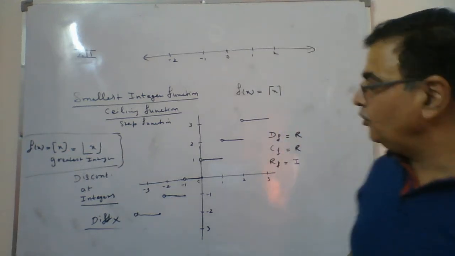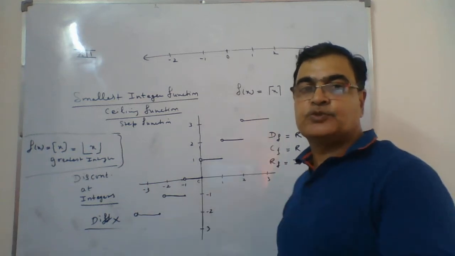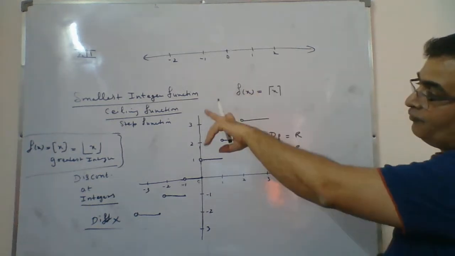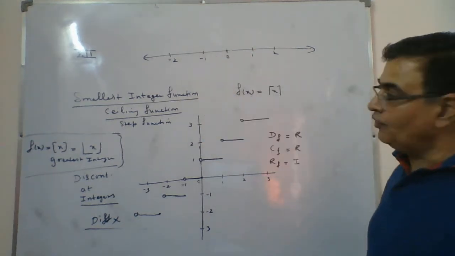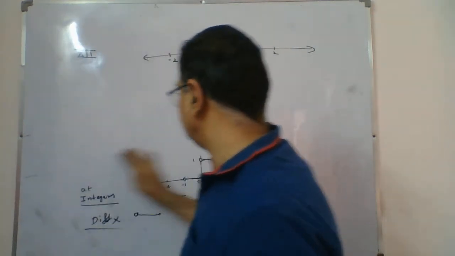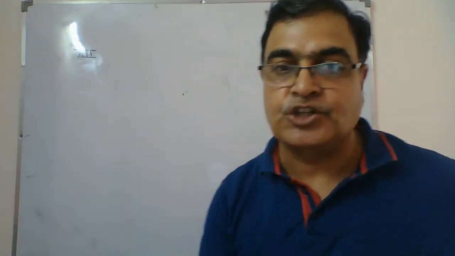Just like the previous one, only the shape of the graph has changed. This is called the ceiling function, and the previous one was the floor function. Now coming to the next one, the Signum function.